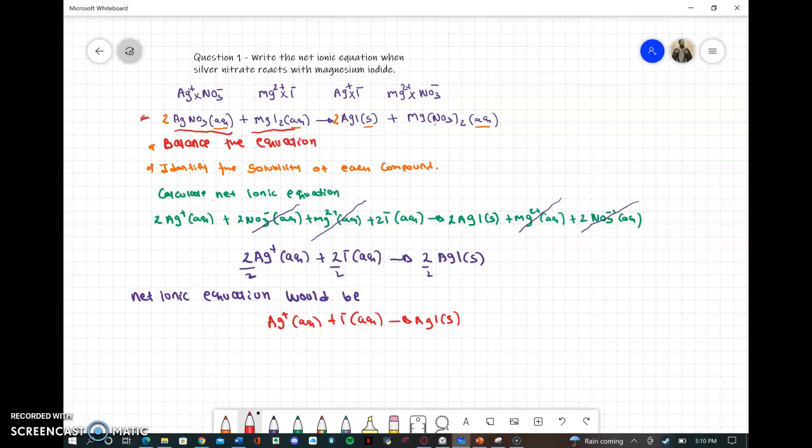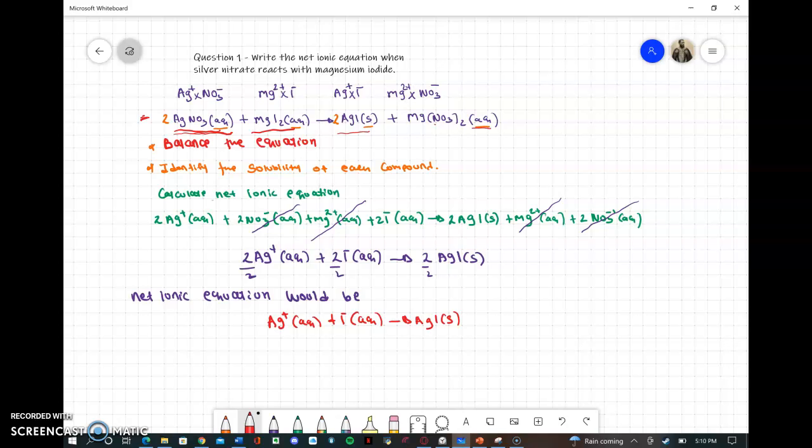We have to identify the solubility of each compound. So we have to look at our solubility table, and this compound is soluble. It's aqueous, and magnesium iodide is also soluble, and this is solid. Silver iodide is solid, and magnesium nitrate is aqueous.